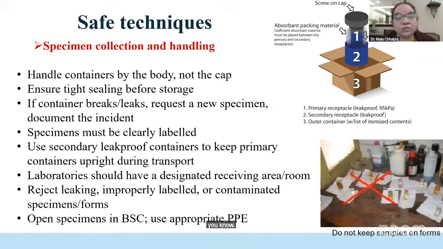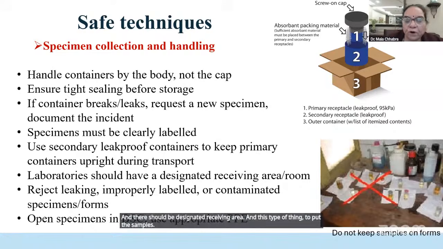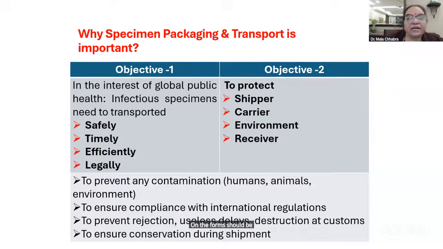Then when you are handling the samples, the containers should usually be tightly sealing containers. They should be break-proof and leak-proof. The sample should be clearly labeled, and secondary leak-proof containers cover the primary leak-proof containers. They should be kept in an upright position during transport, and there should be a designated receiving area. Putting the samples on the forms should be strictly avoided.